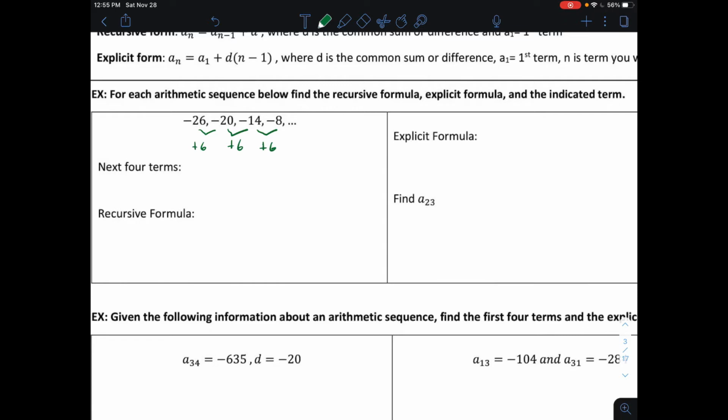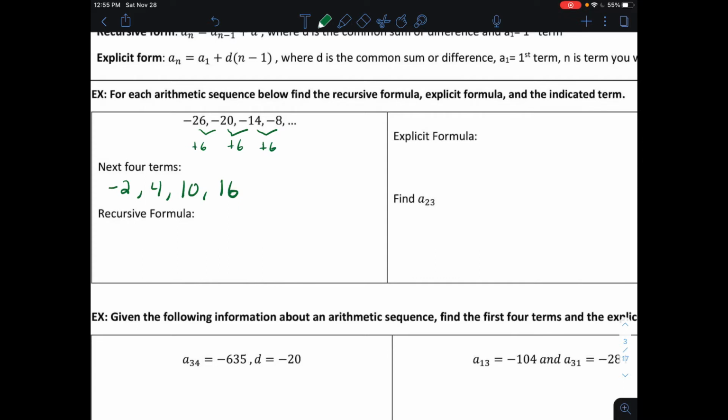So if I continued that on, my next number would be negative 8 plus 6, which is negative 2. And then I would add 6 to that, and I would get 4. And then I would add 6 to that, I would get 10. And then I'd do that again, I get 16. And so we just continue, this would continue on forever.